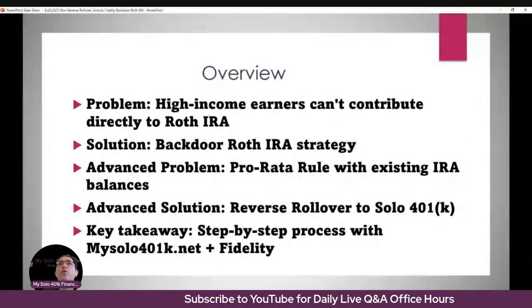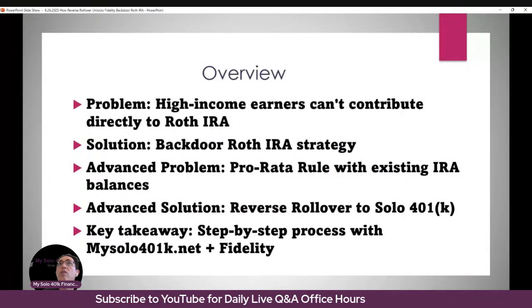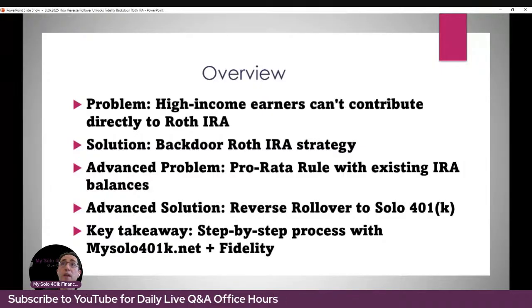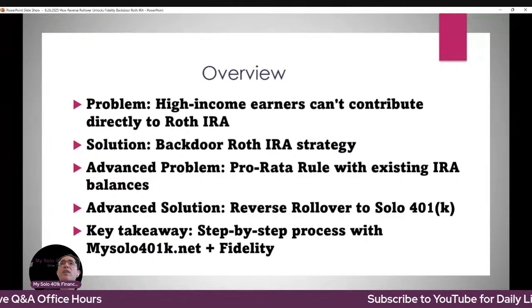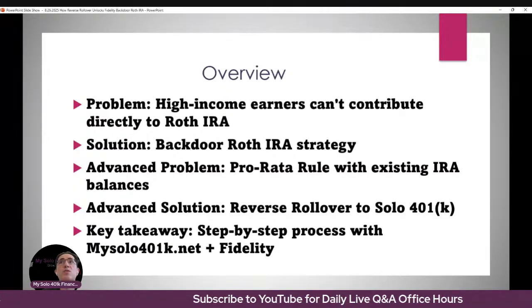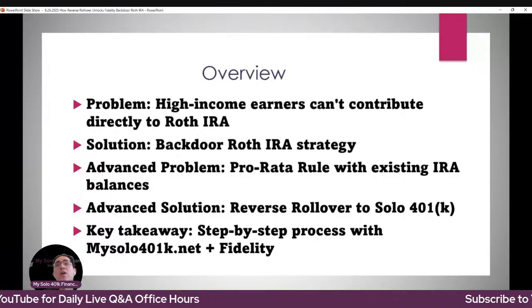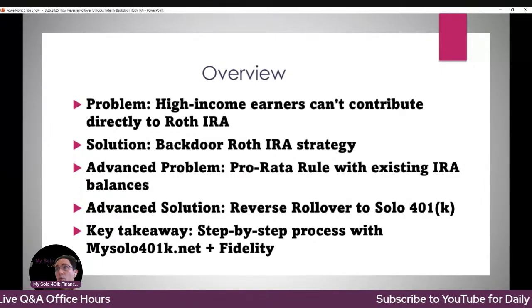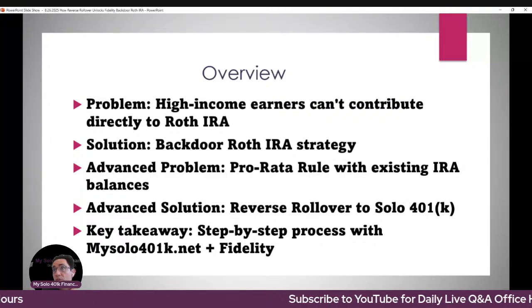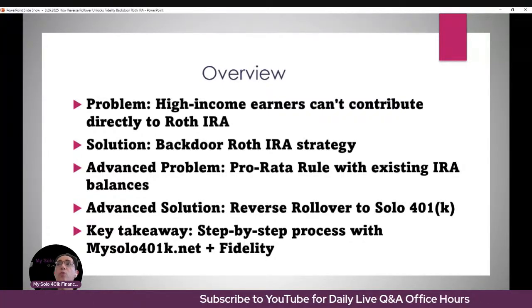When making an investment decision, please consult with your tax attorney and financial professional. So here's a quick overview of what we're here to discuss today, along with any questions or topics that you might have as well. The problem is high income earners cannot contribute directly to a Roth IRA. And that's because above a certain income amount, one is not allowed to make a Roth IRA contribution. The solution is a backdoor Roth IRA strategy. The complication is the pro-rata rule.